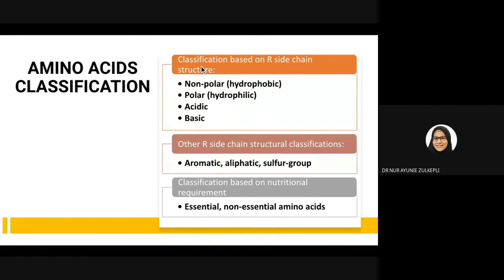For example, classification based on the R side chain structure. It can be non-polar, polar, acidic, or basic, based on the R structure that is attached to the alpha carbon. There is also other R side chain structural classification: it can be aromatic, aliphatic, and sulfur containing. And another classification, which is not related to the structure of the side chain, is based on nutritional requirement, whether it is an essential or non-essential amino acid.